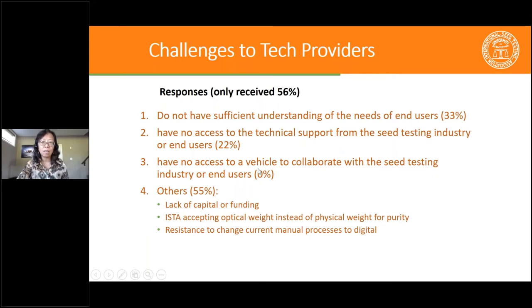And from the end users, their first motivation for applying this technology is that it is fit for purpose. So this is the connection: the end user wants the technology fit for purpose, and the technology providers say they don't fully understand what the need is. So from the survey information, we can definitely see we need a bridge between technology providers and end users.